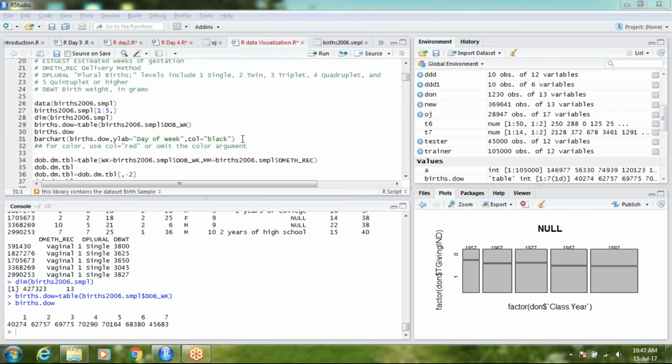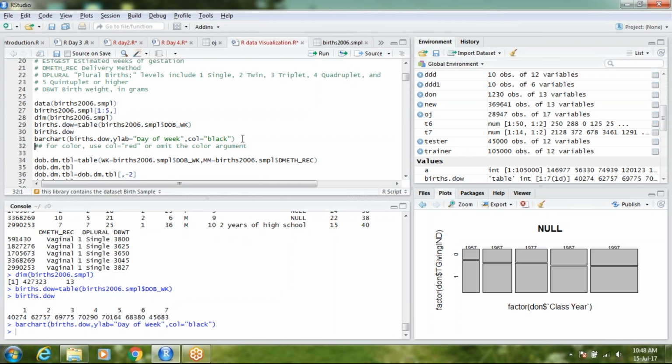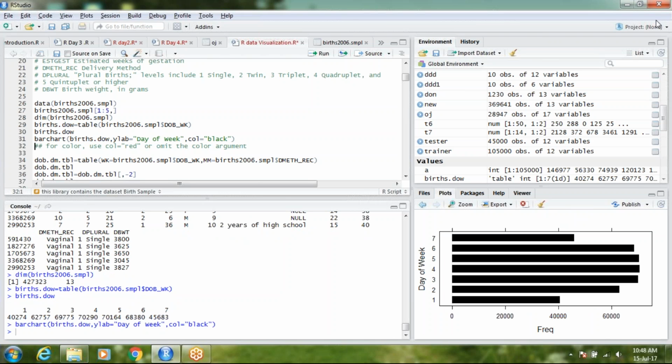So let us look at it in the graphical portion, in charts. Here you can see, as we have seen in the data, for the seventh day and the first day, so Sunday and Saturday, the number of births are less compared to the weekdays.